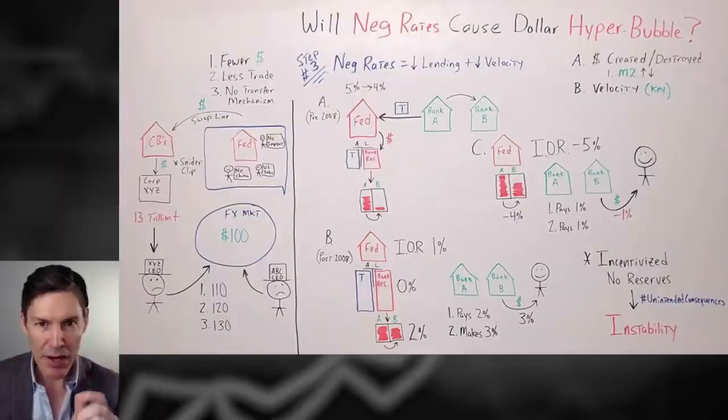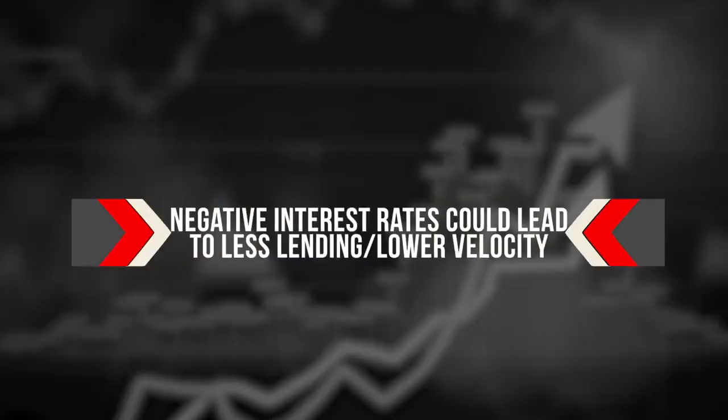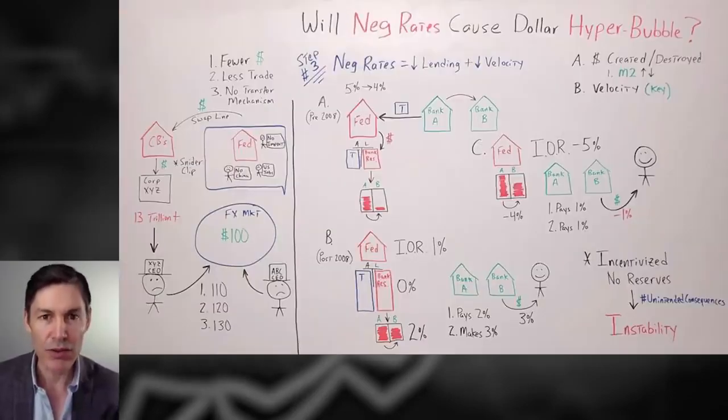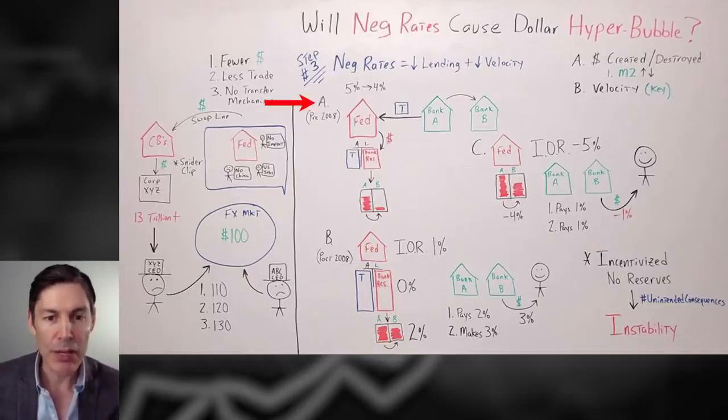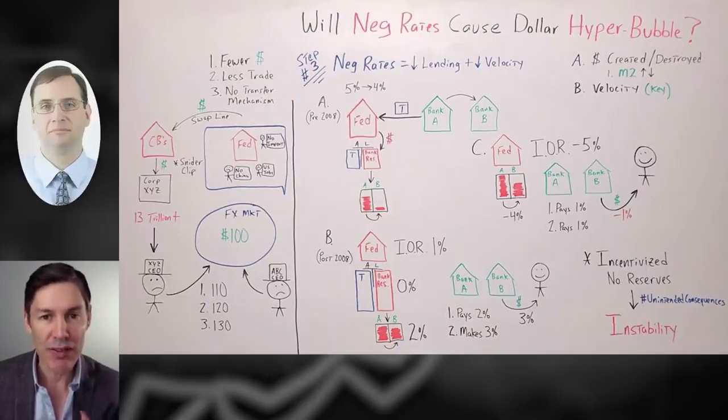Step number 3, negative interest rates over the long term will most likely lead to less lending and lower velocity. So here's how negative interest rates could create the dollar hyperbubble. It starts going back prior to 2008 and understanding how the Fed manipulated the Fed funds interest rate. And I know Jeff Snyder would disagree with this. He doesn't think this is actually how it worked in practice, but here's how they taught it in textbooks.